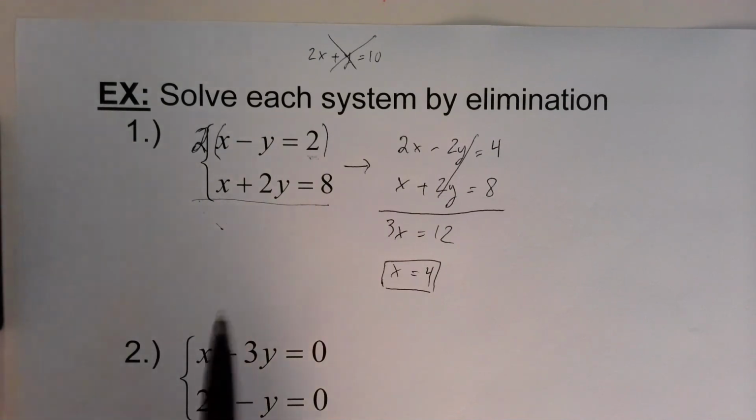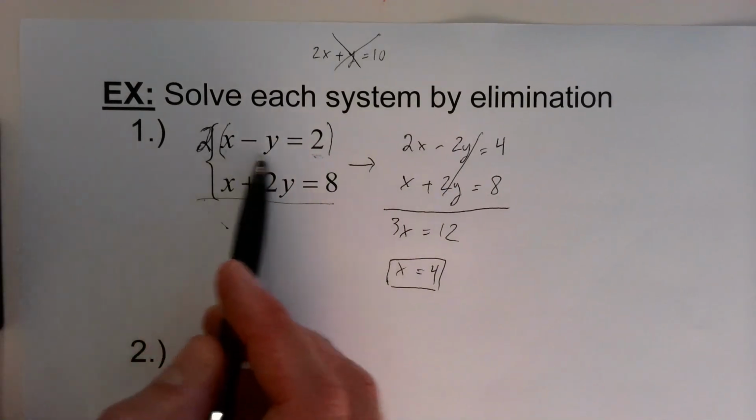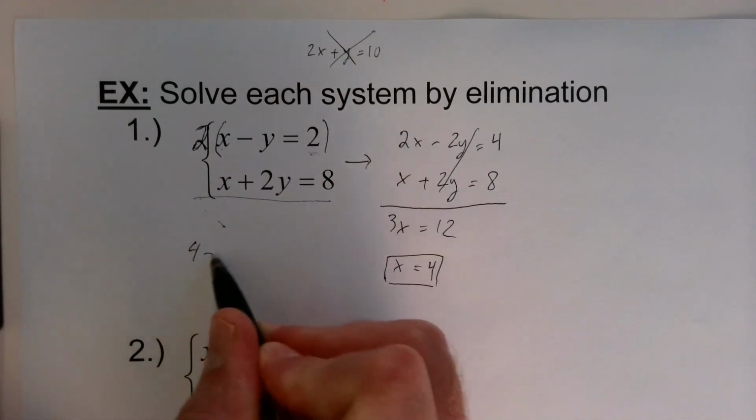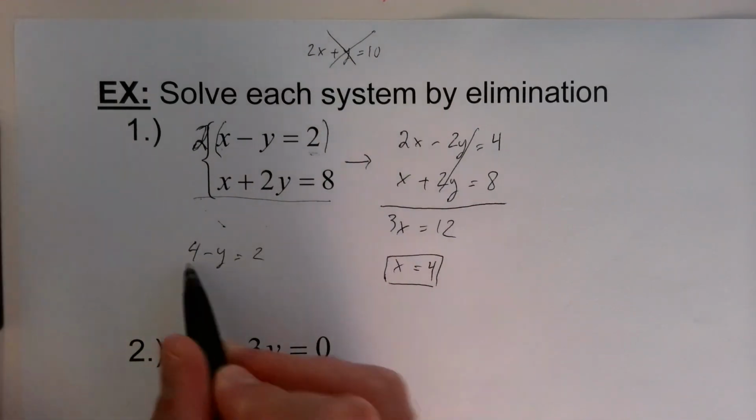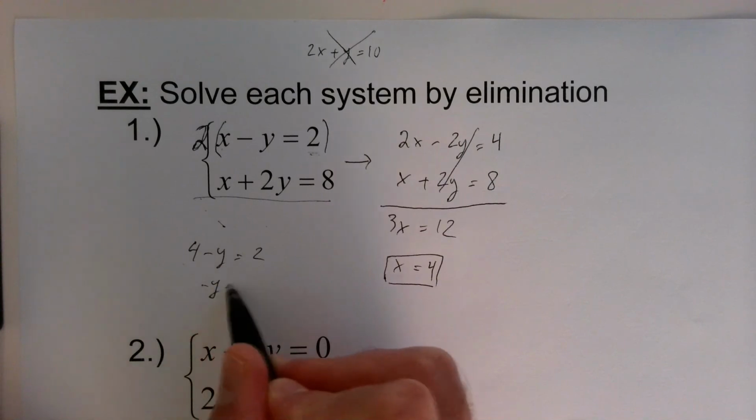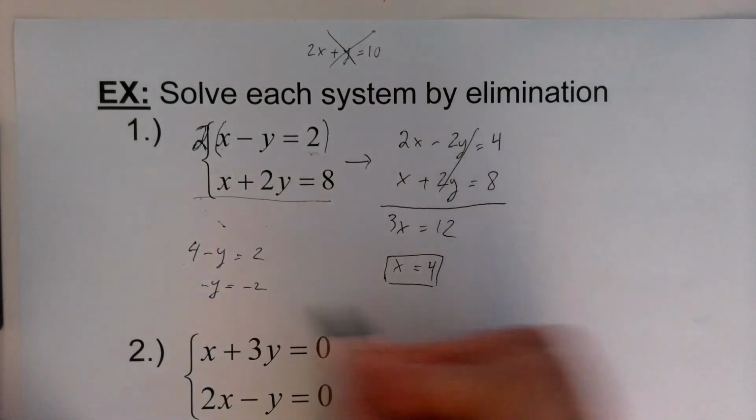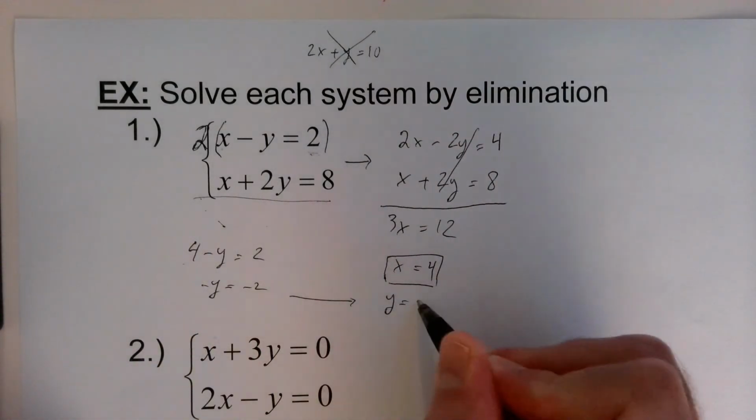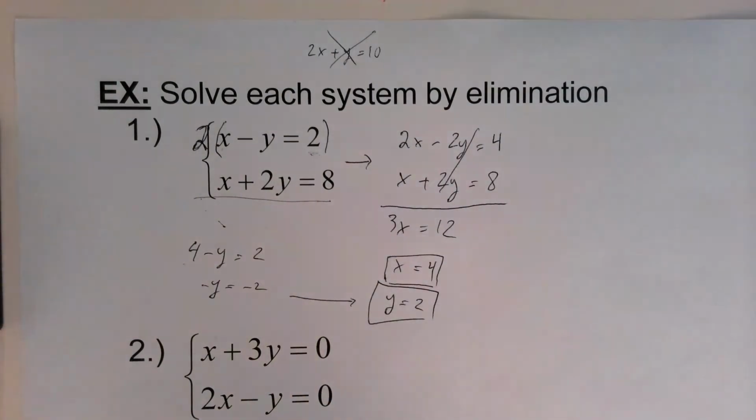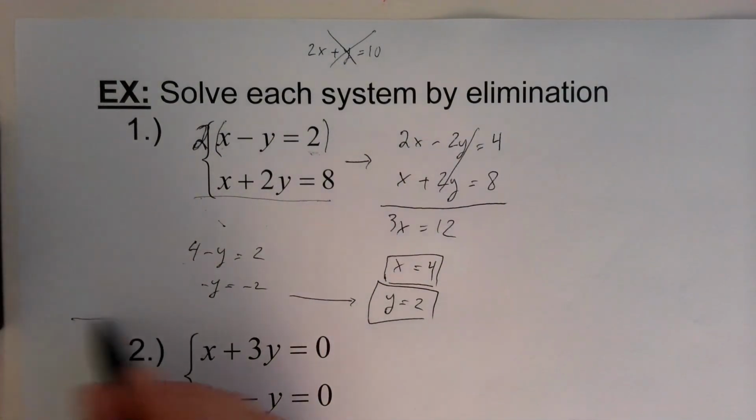I'll go up here to this one. So 4 minus y equals 2. Take away 4 on both sides. So this is going to tell us y equals a positive 2. Nice. All right, so the last one here I'll do real quick.